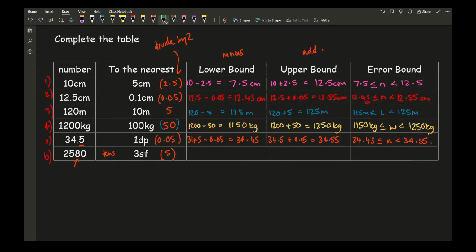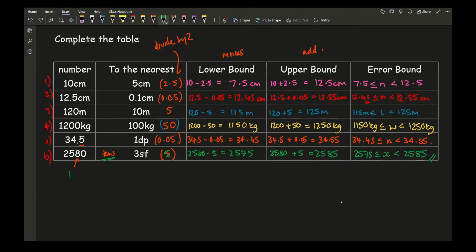And then finally with question 6, let's go for green. So here I'm just going to add and subtract 5. So again, the third sig fig represents tens. So it's just going to be plus or minus 5. So I've got 2580 minus 5 equals 2575. I've got 2580 plus 5, which is 2585, giving me 2575 less or equal to X. Again, any letter is absolutely fine. And 2585. And there you go.